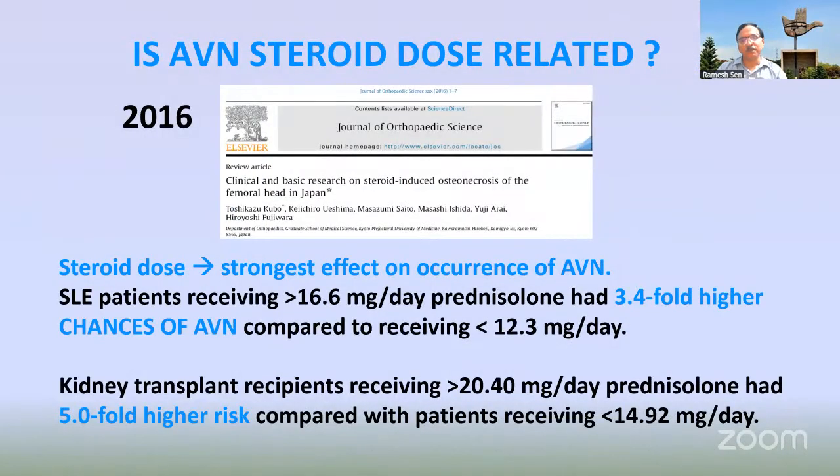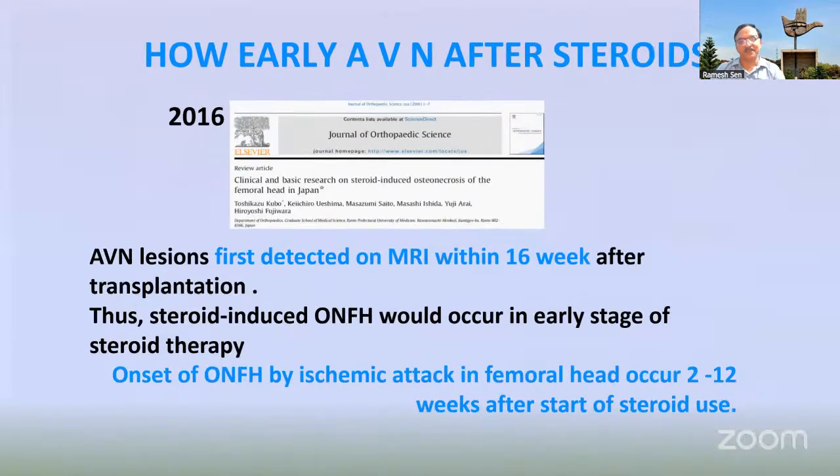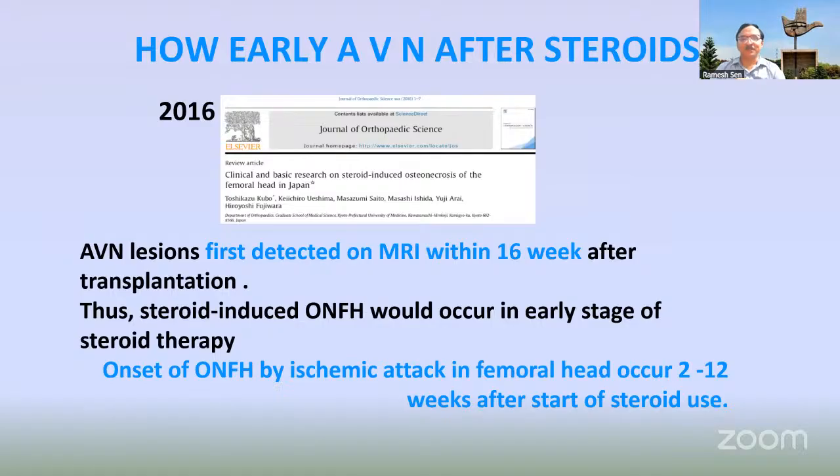Now, talking about steroid, the question comes, is it dose related? Yes, there has been a study in Japan which said SLE patients receiving more than 16 milligram per day prednisolone have a 3.4 times higher chance of AVN compared to those getting less than 12. Like with kidney transplant also, they could find a dose specificity for the preponderance of AVN in these cases.